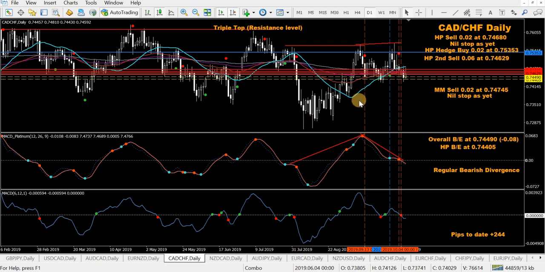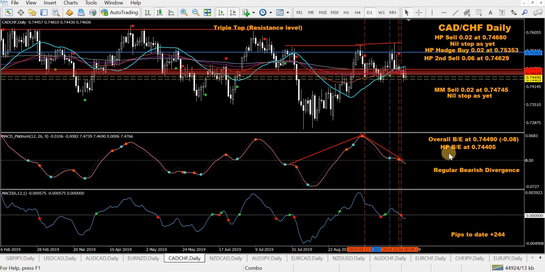Got a few trades going on here also. Got a HP sell followed by a HP hedge buy, which would be this blue one, followed by a second sell. So this will give us two break-even levels because I've got a mod MACD sell. Overall break-even, you can see I'm at minus 0.08. And that's that level there, 0.74490. And I've also got the HP, the high probability only, break-even 0.74405. So that's why I've got two yellow lines.